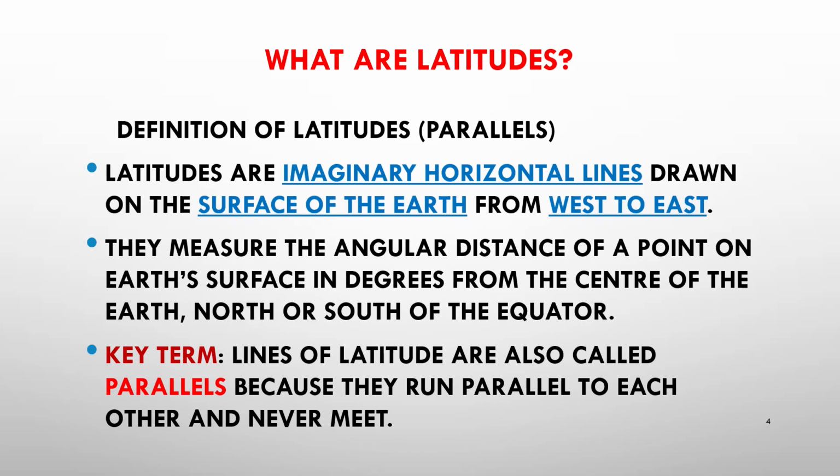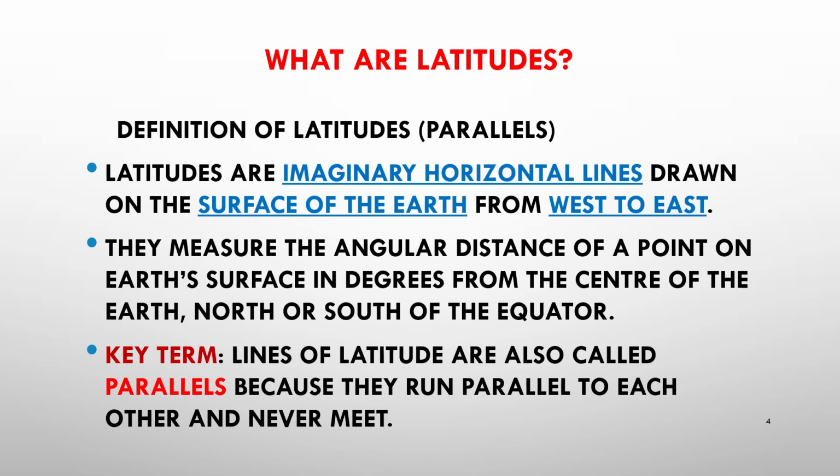Latitudes are imaginary lines on the surface of the earth from west to east. I take it again. Latitudes are imaginary horizontal lines. You see, they are key words or key terms in the definition that you have to take key note. Imaginary horizontal lines drawn on the surface of the earth from west to east.